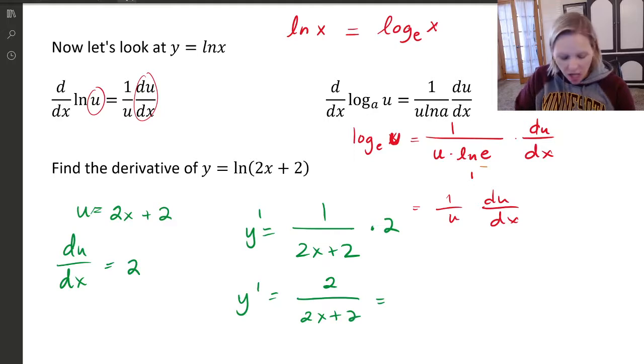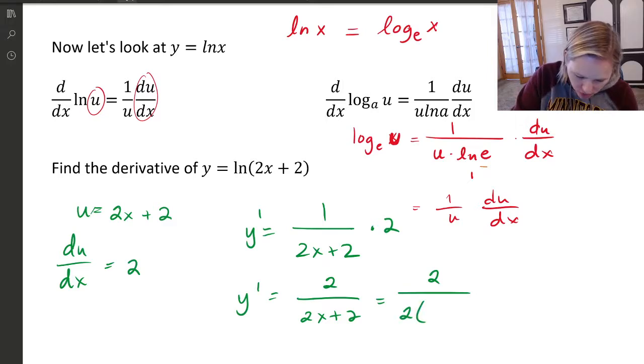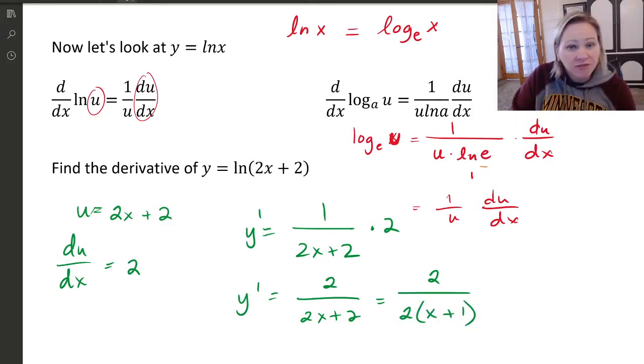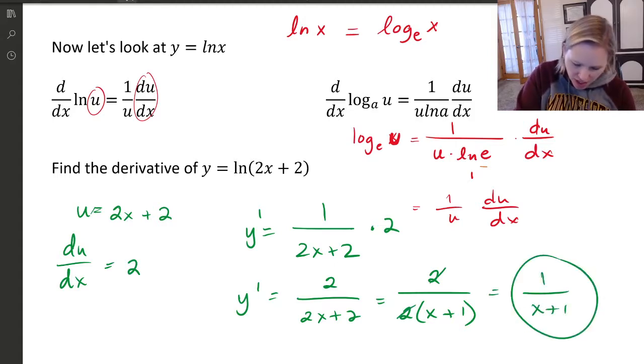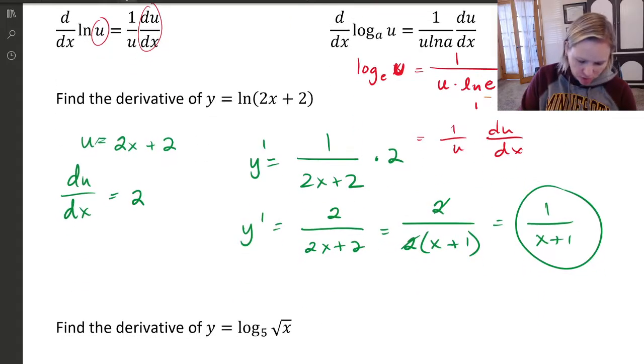And check this out. In the bottom, I can factor out a 2. So I'm allowed to cancel some things here. Remember, you can only cancel if you can factor it out. We can factor it out of the bottom, so we can cancel it. So our true answer here is 1 over x plus 1. That would be what I would see in a multiple choice test as an option for this problem.